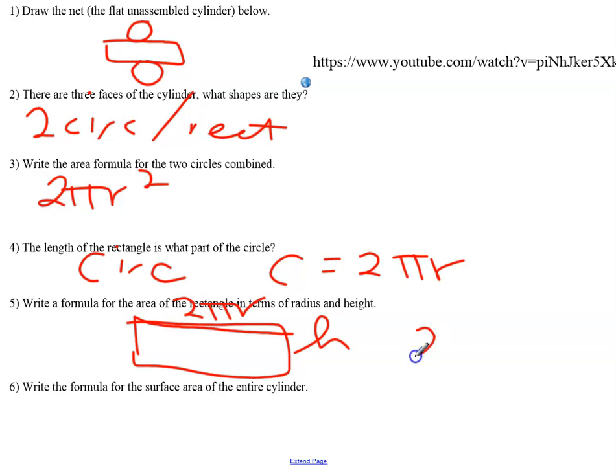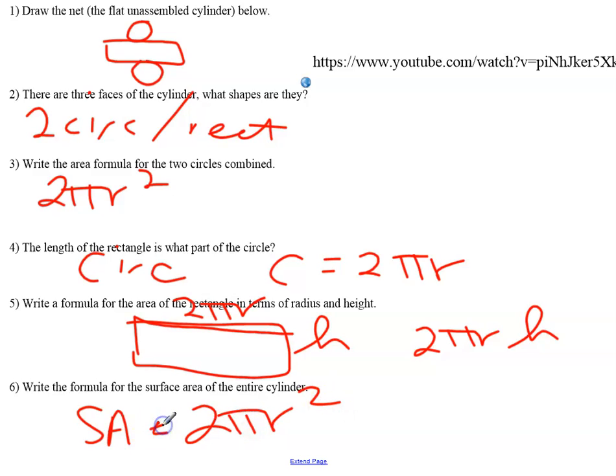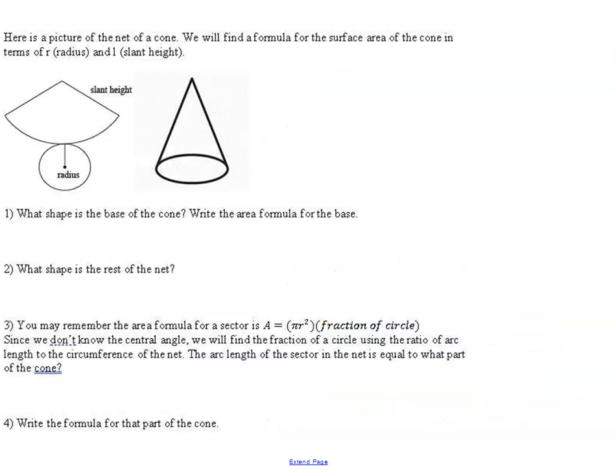So the formula is 2 pi r h. Therefore, the surface area of the whole cylinder is 2 pi r squared plus 2 pi r h. So there it is. You can memorize it or just think about where it comes from. That's what I do, because I don't like to memorize things. You could also put this on your cheat sheet and it will go in your vocab list.